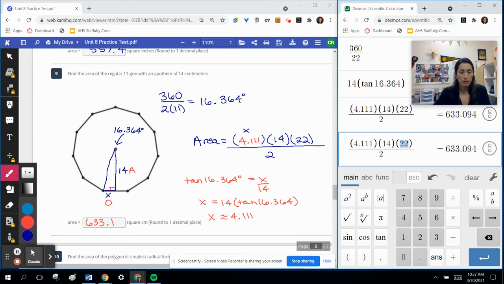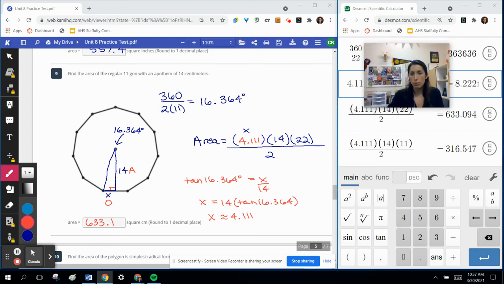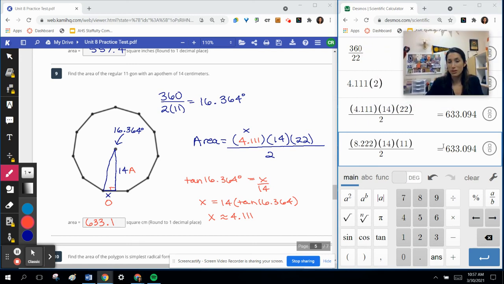If you did want to use the full triangle, so let me just point out here, you could use this as 11. You would just need to double this number here. So doubling 4.111 times 2, if we doubled that, 8.222. We still will get the same answer. So you can still use the full triangle and with 11 triangles, either way.